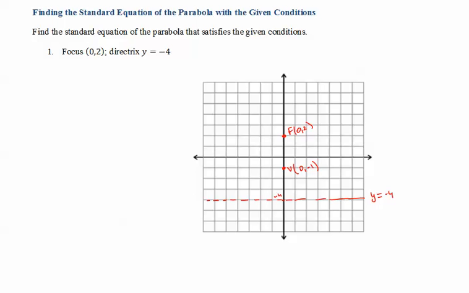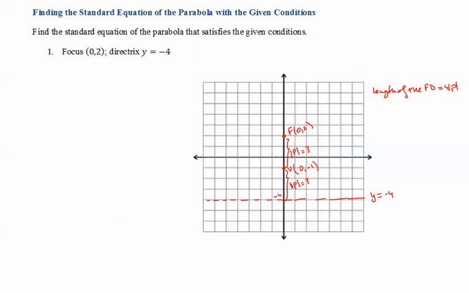And the parabola will pass the point or the line segment here of the focal diameter. Usually the length of the focal diameter is equal to 4 times the absolute value of p. So the absolute value of p in this case is the distance from the focus to the vertex, or the distance from the vertex to the directrix.